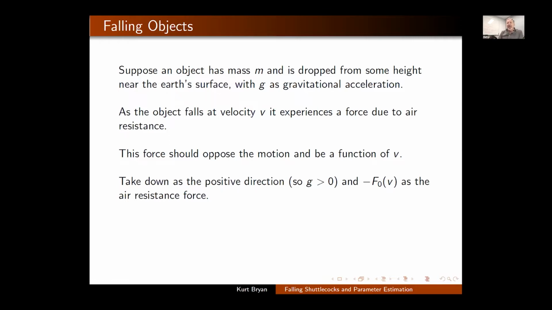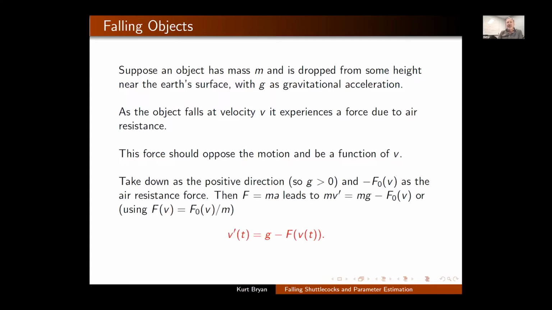So that's a function that should depend on V. It should oppose the direction of the object's motion. We're only going to be concerned with downward motion anyway, so a little simple F equals ma modeling that I always do in class leads you to the differential equation in red at the bottom: V prime equals g minus F of V of t, where F is going to embody the force due to air resistance. And of course, it's a subject of endless debate.